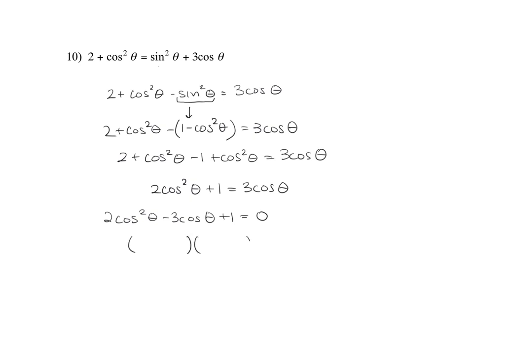I'm going to factor this. And maybe I should have kept that previous quadratic just as an example. So again, if this were something like 2x squared minus 3x plus 1, that would factor into 2x minus 1 and x minus 1. So using that as our guide, so to speak, we could factor this into 2 cosine theta minus 1 and then cosine theta minus 1.